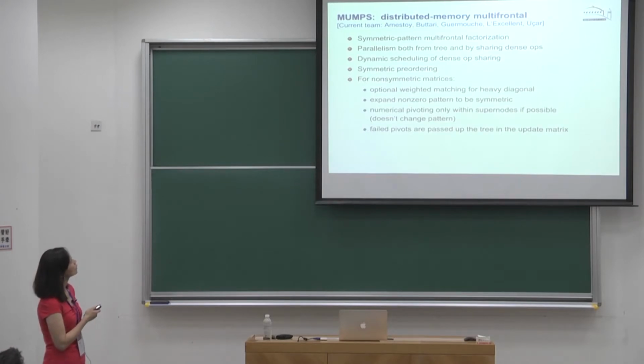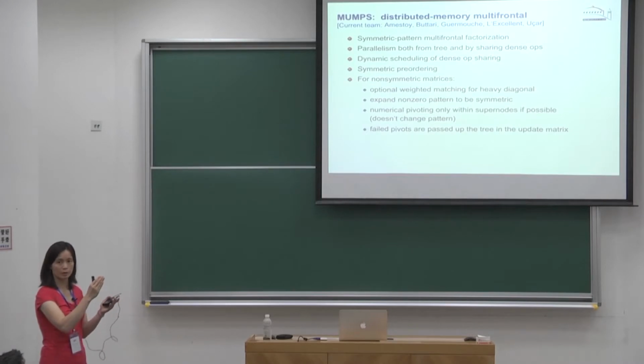And then what they do is a symmetric pattern multifrontal factorization. They do parallelism based on the elimination tree, and also when you get the big front, they do parallelism as well, doing the parallel, for example, GEMM. And then they use a dynamic scheduling of the dense operation. There's a symmetric pre-ordering. So also for the non-symmetric matrix, this is for the symmetric pattern. So the non-zero structure needs to be symmetric.